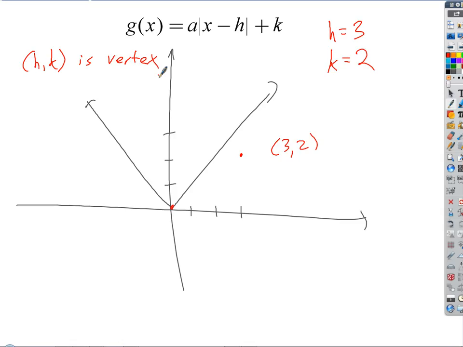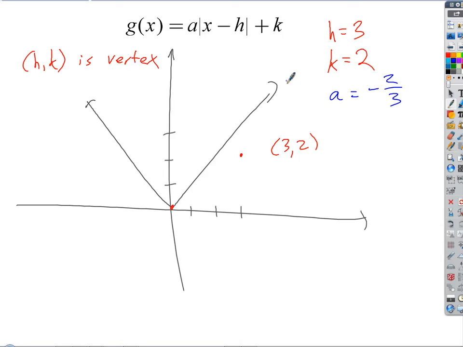Now what does A do? Let's say that A for us equals negative 2/3. Do you remember what A does? It stretches or compresses vertically, right? And then if it's negative, what does it do? Reflects over the x-axis. Good. That's still true. But because our function has straight legs, it's really easy for us to implement that A.